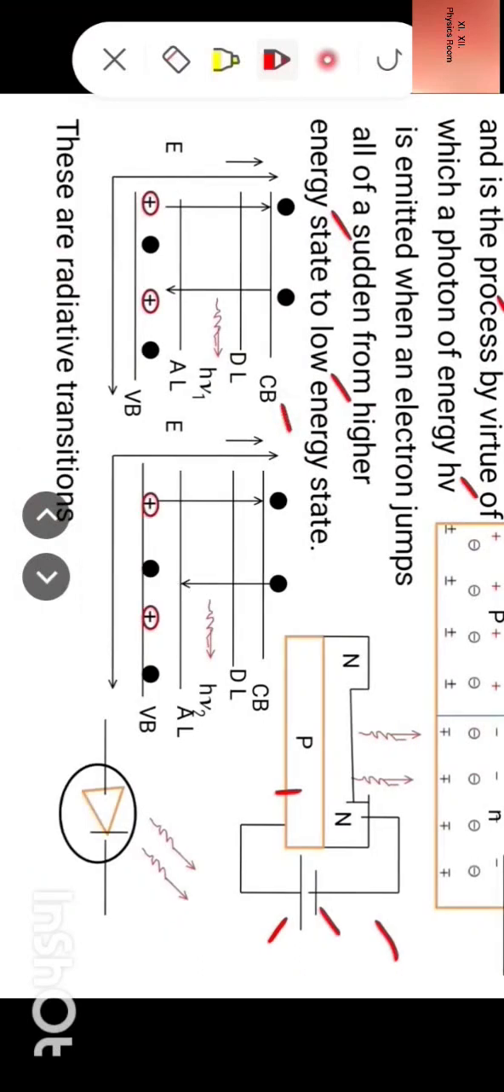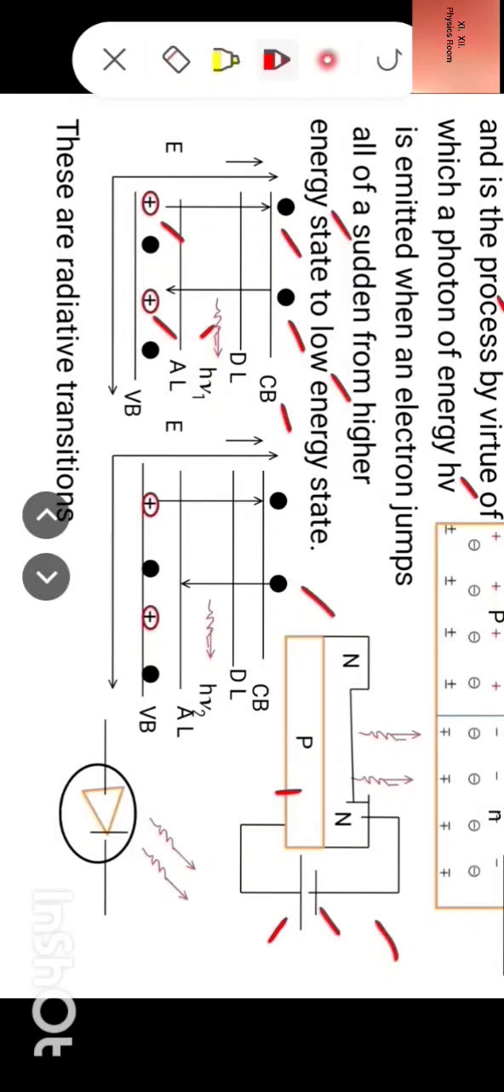In this diagram, an electron has shifted from valence band to conduction band, leaving behind a hole in the valence band. And when this electron falls back to the valence band, neutralizing the hole, it emits a photon of energy h nu 1, which is a spontaneously emitted photon.